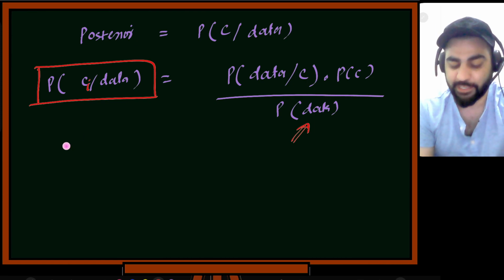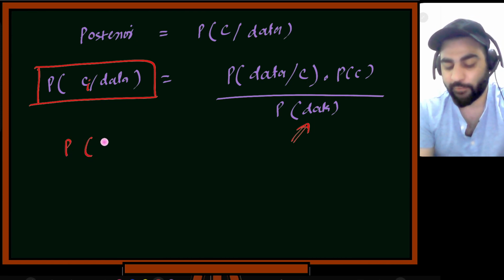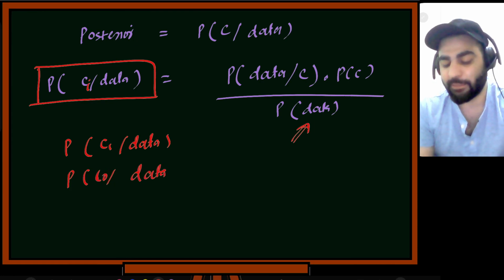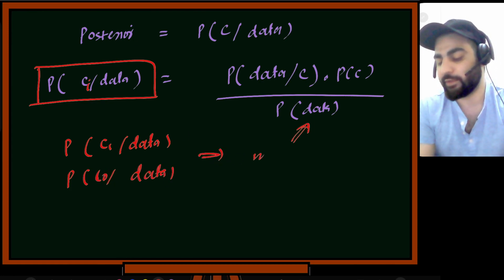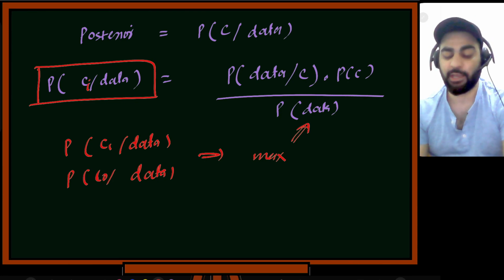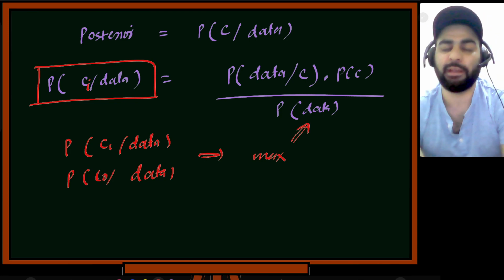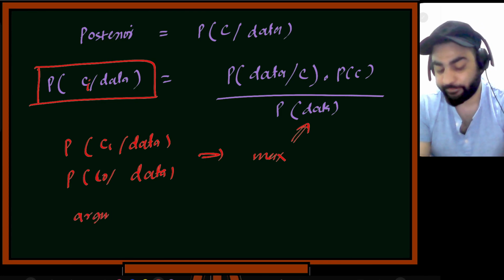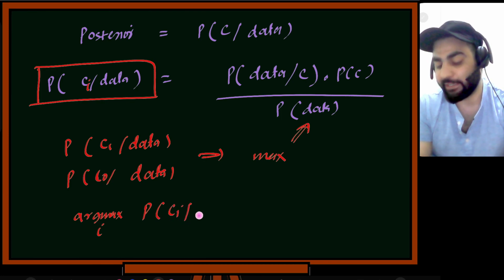So what I'm saying is, we'll compute the probability of class 1 given data, so there will be some value. Then the probability of class 0 given data. And we'll see which of them is maximum, and we'll assign the data point that class. So how to write it mathematically? In mathematics we write it with argmax. So I'll write argmax over i of probability of Ci given data.